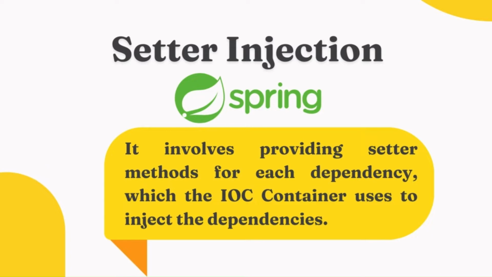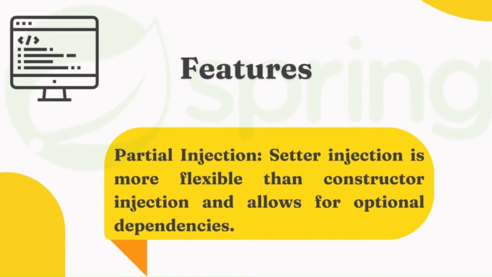The most important feature of setter injection is partial injection. Setter injection is more flexible than constructor injection and allows for optional dependencies. In short, constructor injection does not support partial injection, which means we cannot ignore any property for injection if present as a constructor parameter, whereas setter injection supports partial injection, which means we can ignore any property for injection and inject only those properties that are needed.